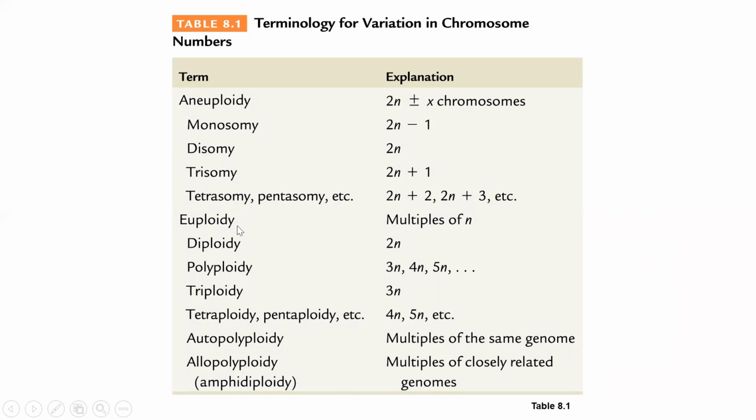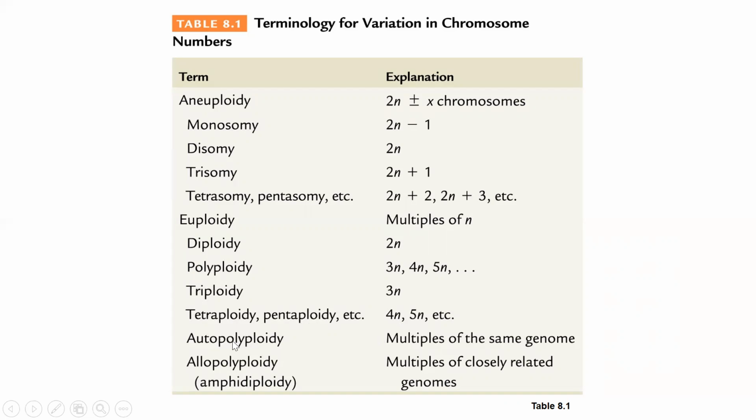Then we have euploidy. Euploidy involves the multiples of the haploid number, n. So diploidy, as we know, is 2n. Polyploidy is anything over 2n, so that would be 3n, 4n, 5n. 3n is also known as triploidy, and then tetraploidy and pentaploidy are 4n, 5n, and so on and so forth, okay?